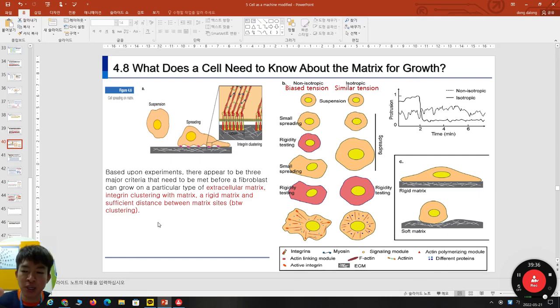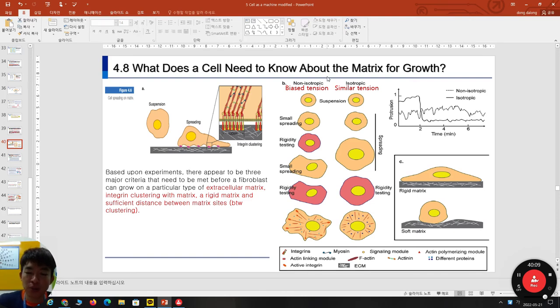But when they are attaching to the ECM, what do they need? Number one, ECM type: collagen, fibronectin, laminin. And number two is integrin clustering, they need it. And then they need rigid matrix. When it is too soft, maybe they'll be dead. And then in the rigid matrix, how the integrin sites are clustered, the distance of the integrin sites. This can be described later in detail.